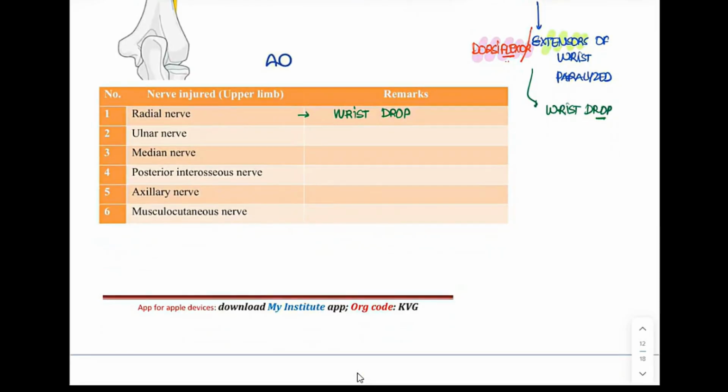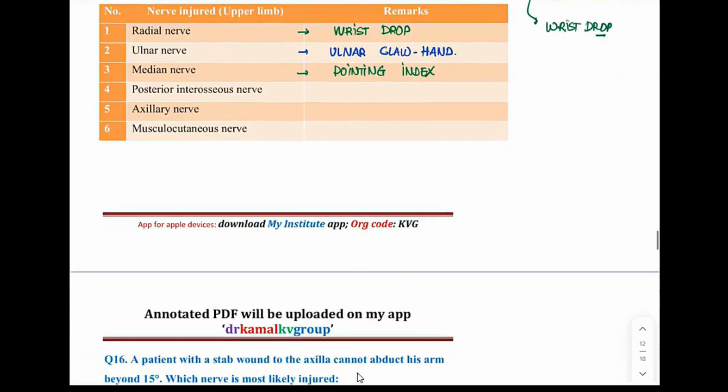Ulnar nerve palsy can lead to ulnar claw hand or partial claw hand. Median nerve palsy can lead to pointing index finger. These are some commonly asked questions in the exam, so I have kept a box for that. Posterior interosseous nerve injury will result in finger drop.